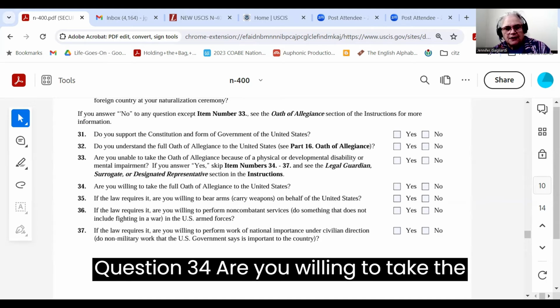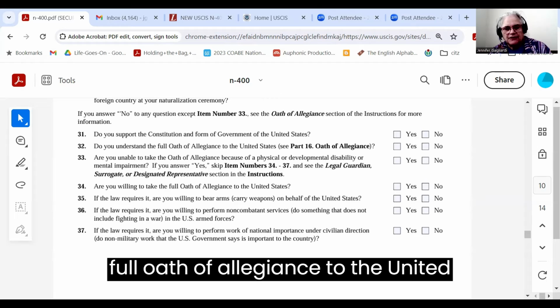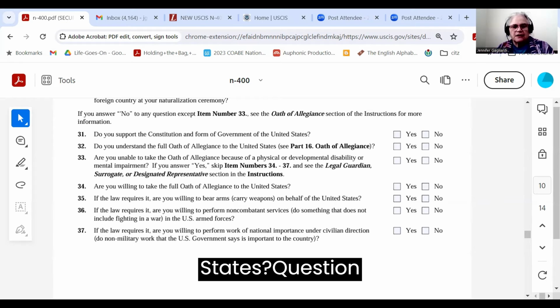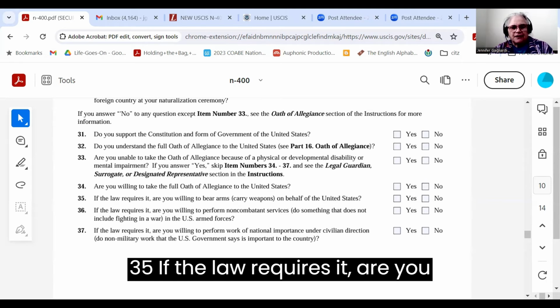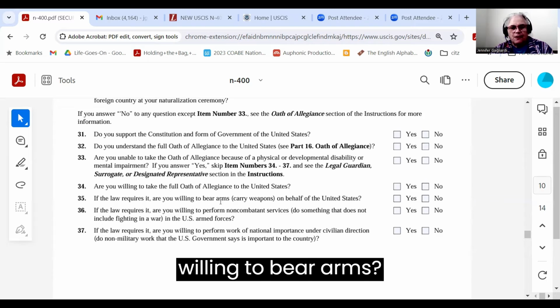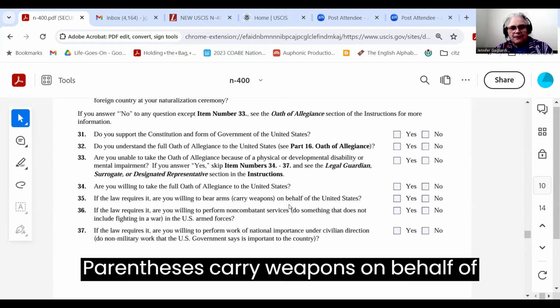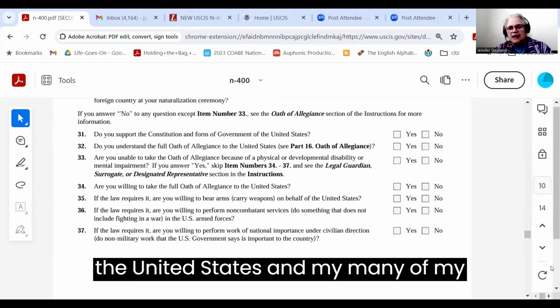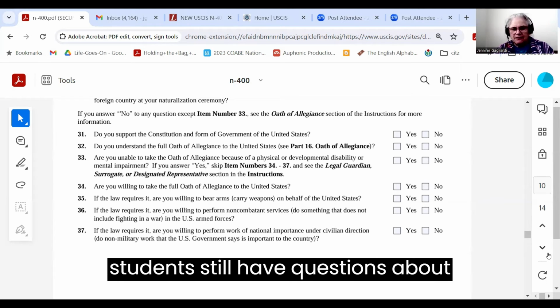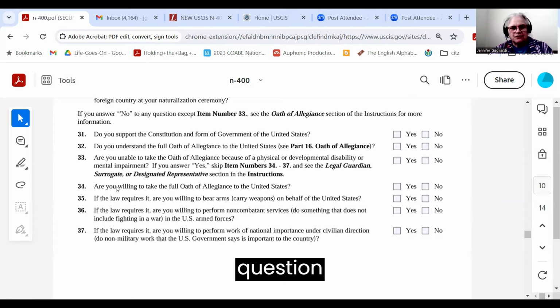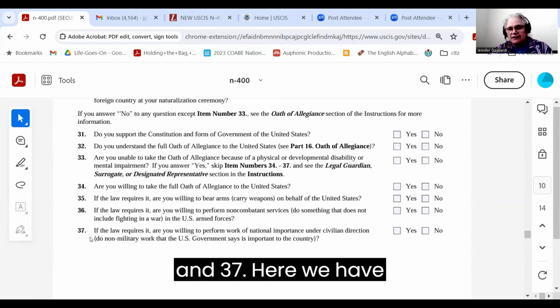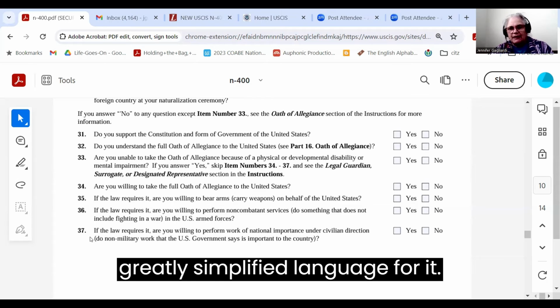Question 34, are you willing to take the full oath of allegiance to the United States? Question 35, if the law requires it, are you willing to bear arms, parentheses, carry weapons on behalf of the United States? And many of my students still have questions about questions 35, 36, and 37. Here we have greatly simplified language for it.